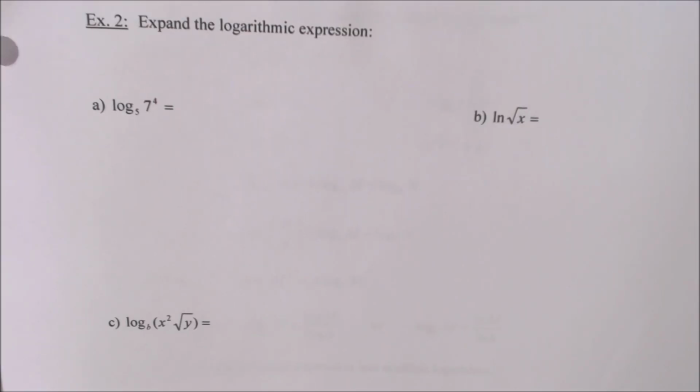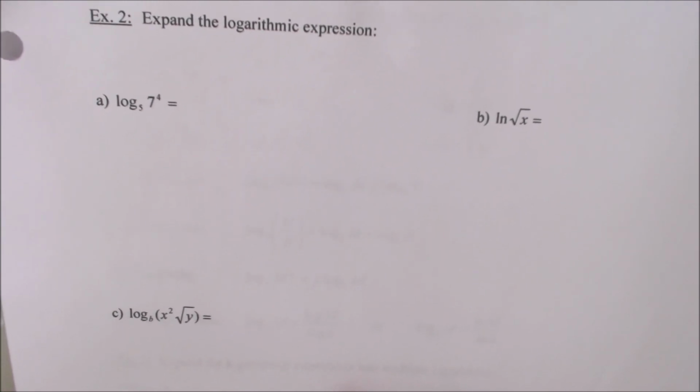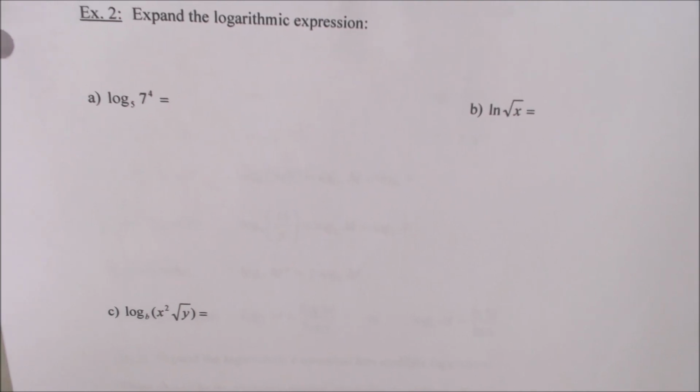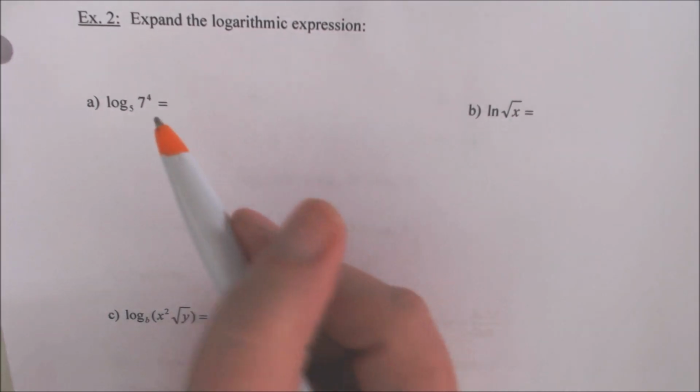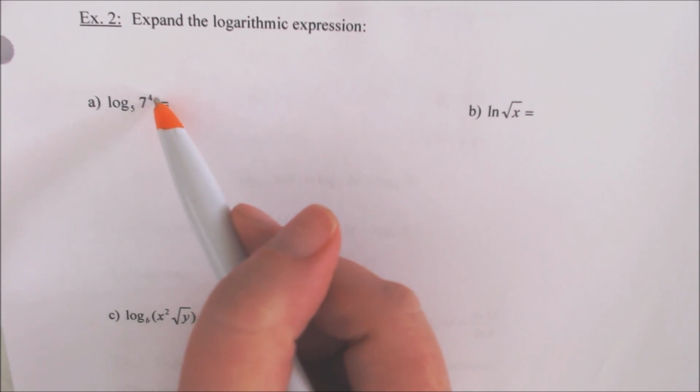All right, so let's take a look at example 2. The directions are the same. They want us to fully expand the logarithmic expression. So part A, we have log base 5 of 7 to the 4th. I don't see anything being multiplied. I do, however, see that we have something raised to a power.